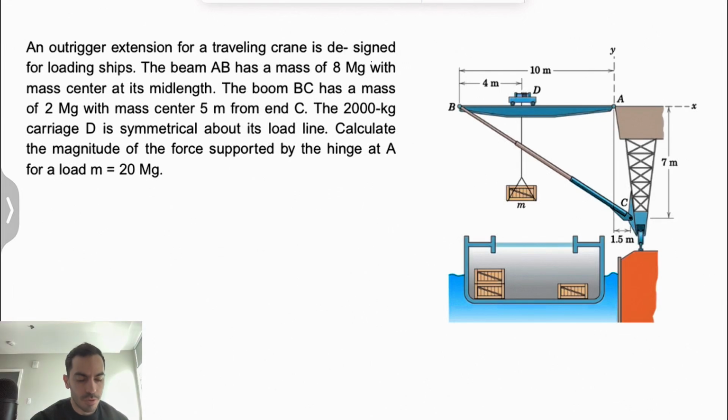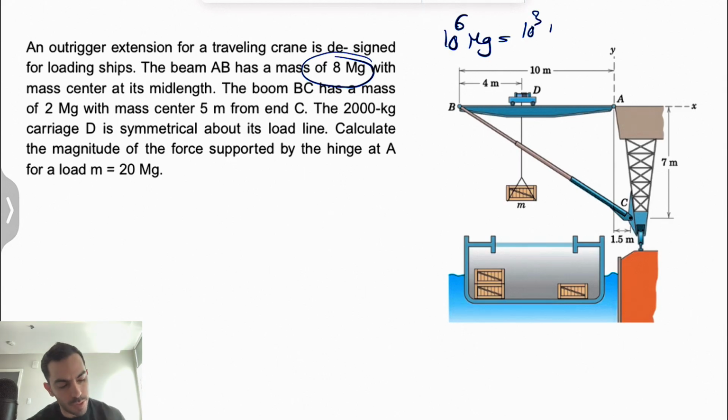Alright guys, welcome back. We're going to be solving another question from chapter 4 of Engineering Mechanics by Meriam, and we have this outrigger extension for a traveling crane that is designed for loading ships. We know the beam AB has a mass of 8 megagram. Mega is 10 to the 6th, so this can be written as 10 to the 3 kilogram. Whatever value we have for this, if we multiply that by 1,000, it's going to be in kilogram. So the beam AB has a mass of 8 megagram and the mass center is at its mid-length.